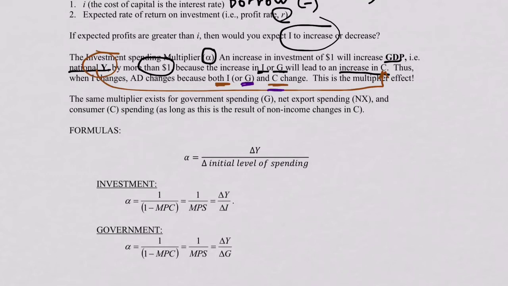So this is known as the multiplier effect. So a $1 increase in investment will lead to a more than $1 increase in national income or real GDP. We could also say a $1 increase in government spending will lead to a more than $1 increase in national income or real GDP.